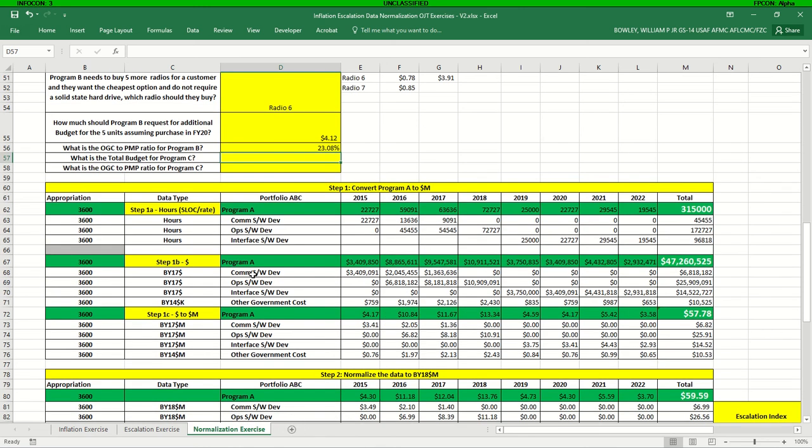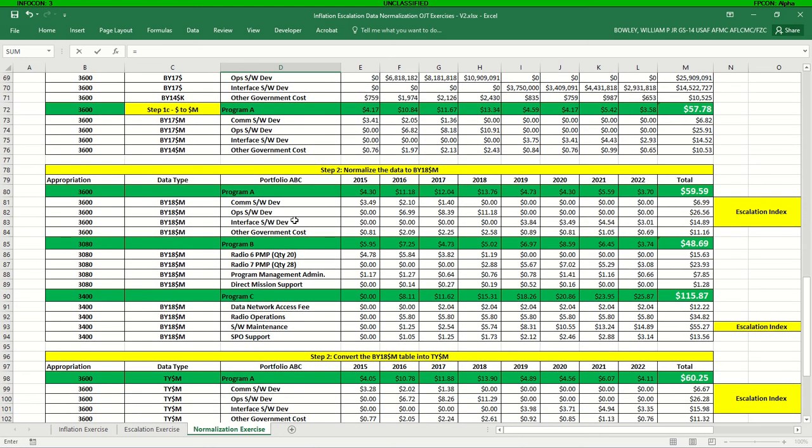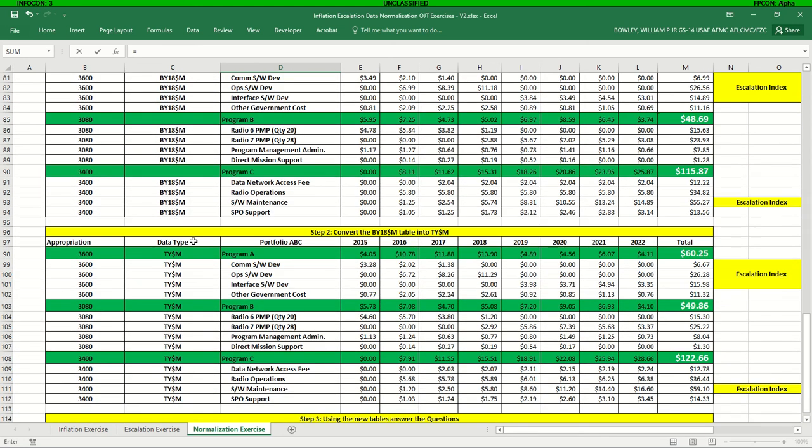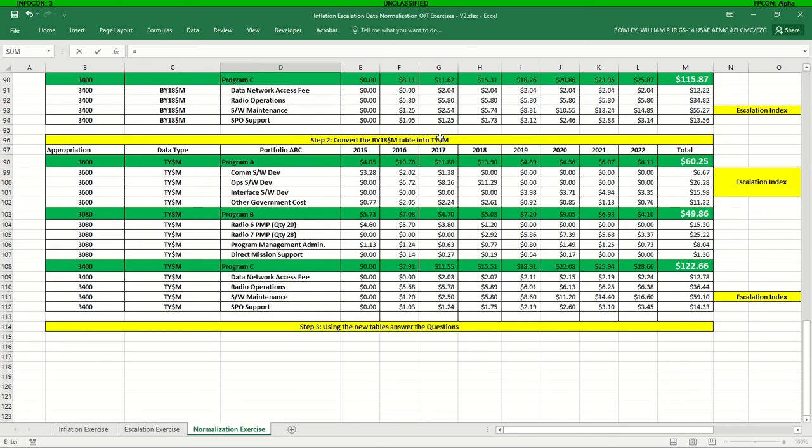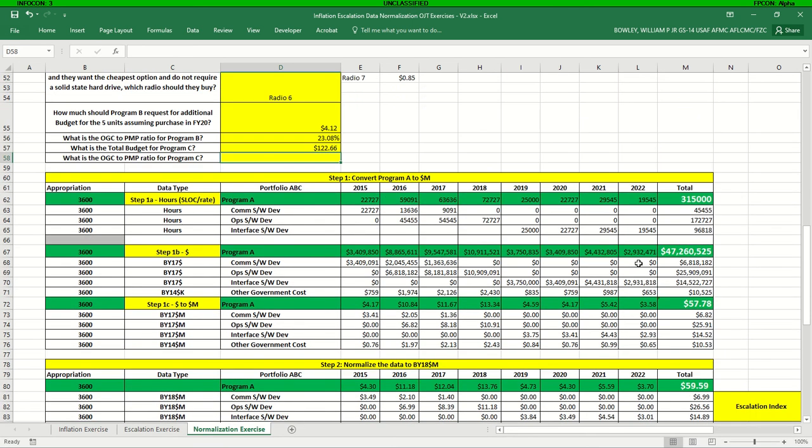Next, we've got what's the total budget for program C. So again, we're talking about budgets. So budgets are always done in then year dollars. So the total budget for program C is going to be down here at the bottom where we're in then year dollars. Program C total, it's right here, and there we go.